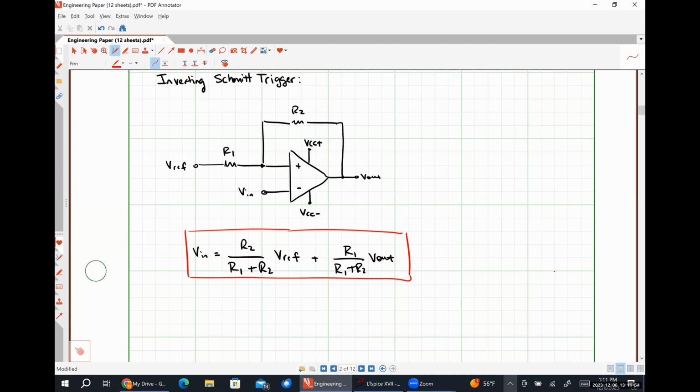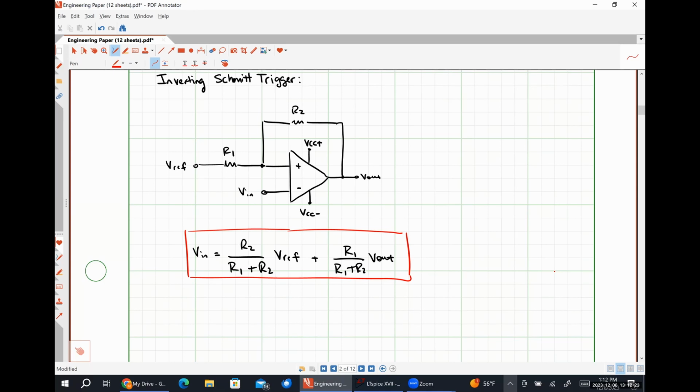For the inverting Schmidt trigger, the response is going to be flipped around. So effectively, we're going to start off high and it's going to stay high until we hit the upper trigger limit, at which point it's going to go low. And then it's going to stay low until we hit the lower trigger limit, which is going to cause it to go high. So it's just the exact opposite response, which is what we would expect because we switched the input and the reference voltage. Right? So those are Schmidt triggers.